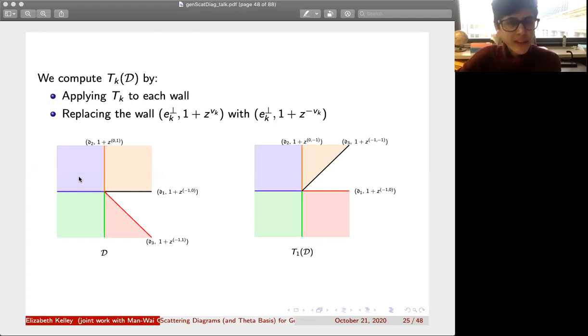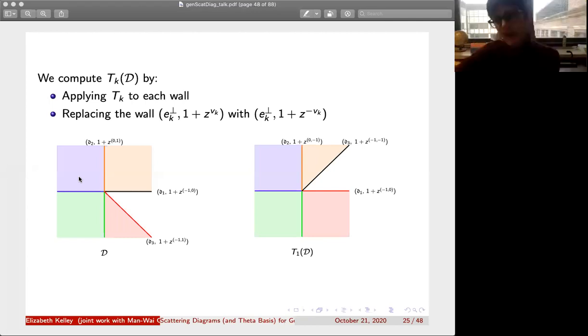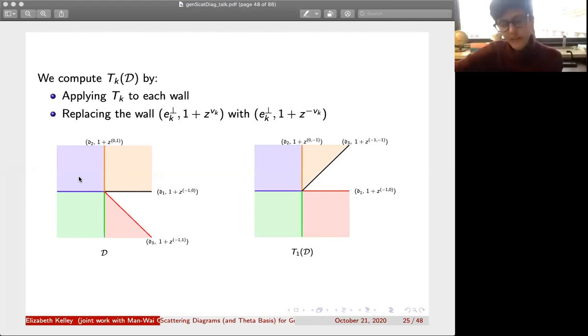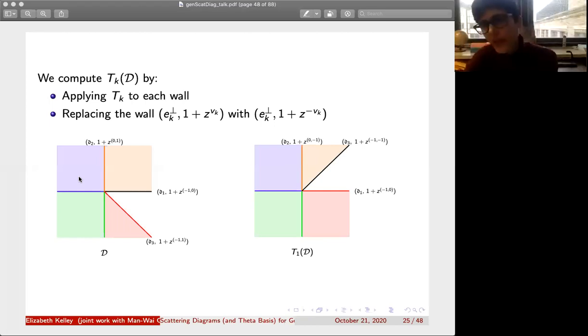And the half of the diagram that gets fixed is, basically, if I look at the basis vector for the direction I'm mutating in, the half of the diagram where the inner product with that basis vector would be negative gets fixed, and the half where it would be positive gets sheared.